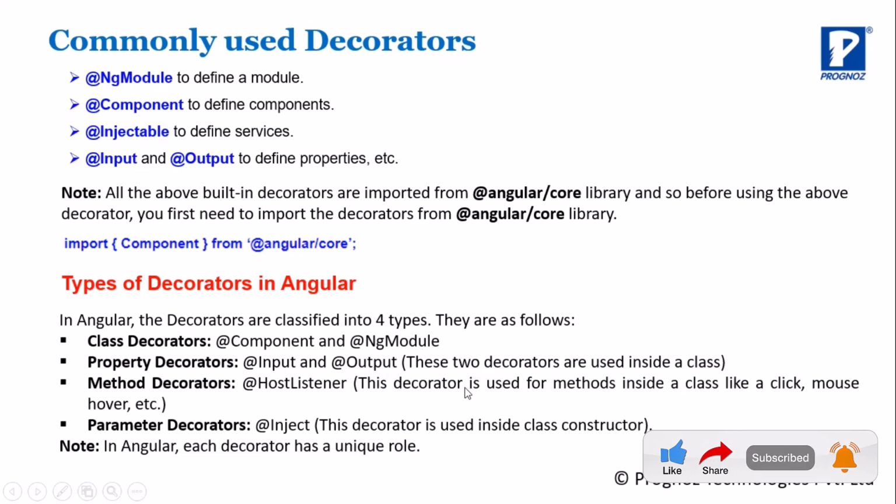Okay, that means this decorator is used for a method inside a class, and whenever we click the mouse or mouse over, at that time this method decorator is going to work. And for the parameter decorator we are using @inject. Whenever we are using the inject decorator, we put it inside the constructor, and the constructor we need to represent inside a class.